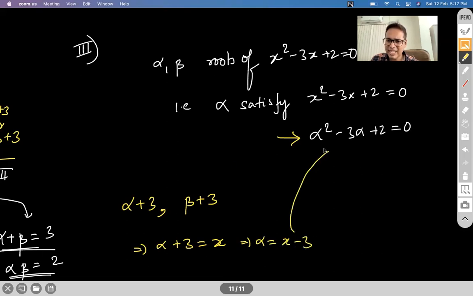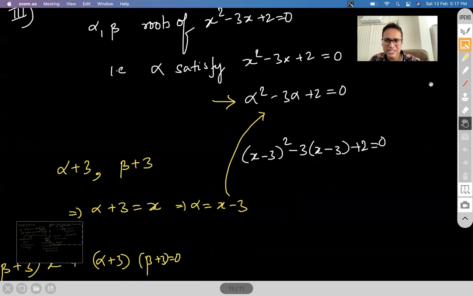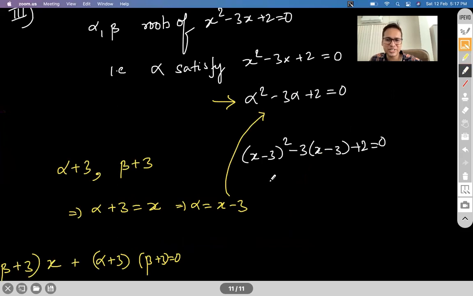Put it back over here. Put it back over here. You'll end up getting something like this. X minus 3 the whole square minus 3 times x minus 3 plus 2. And there you go. This is the answer to your question, because if you simplify it, it becomes x square minus 9x plus 20 equal to 0. This is your required answer.